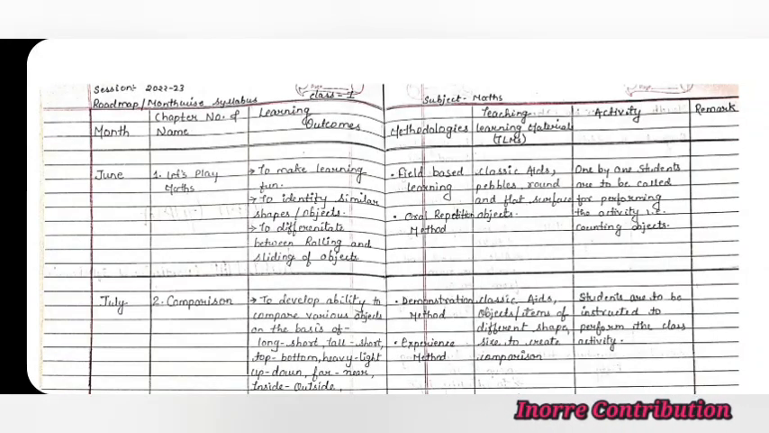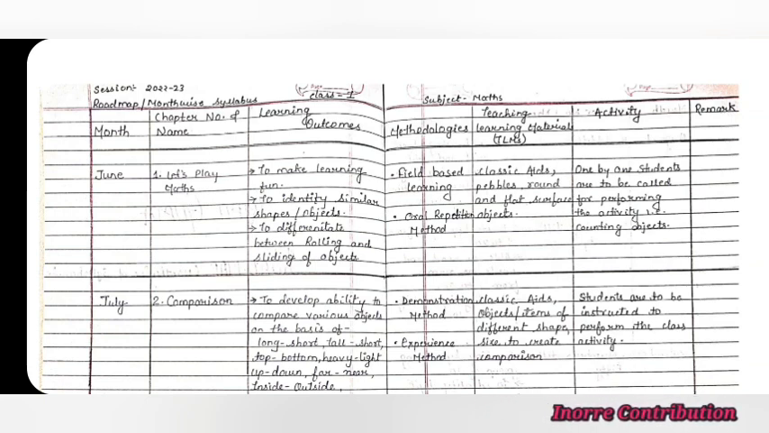Roadmap Monthwise Syllabus for Class 1 subject Maths. Month, chapter number and name, learning outcome, methodology, teaching learning materials, that is TLMs, activity and any remark.